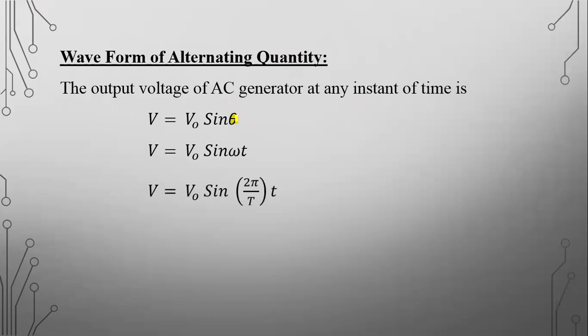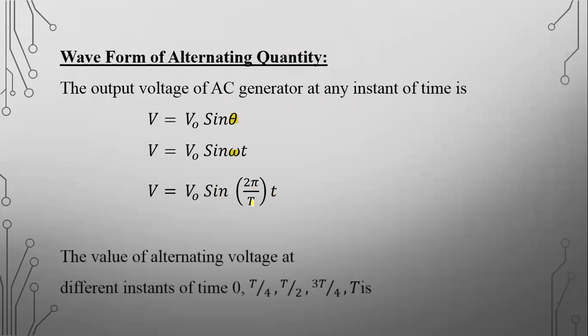And omega can also be replaced with 2 pi over T. Here you will replace this omega with 2 pi over T. So V becomes equal to V naught sine 2 pi over T times t. Here small t is the instantaneous time or any instant, and capital T is the time period.